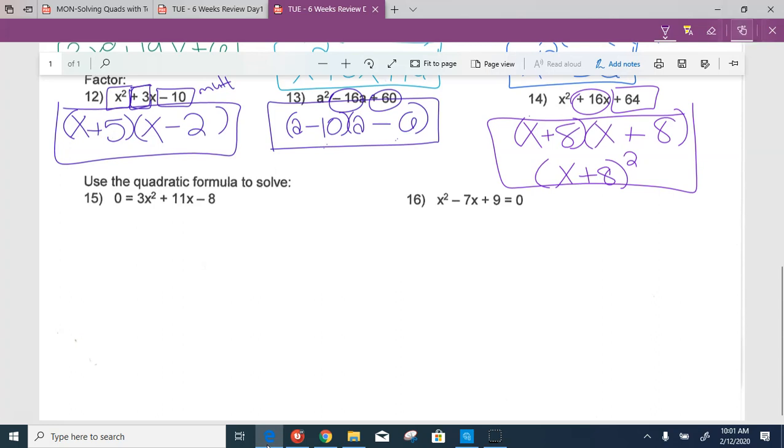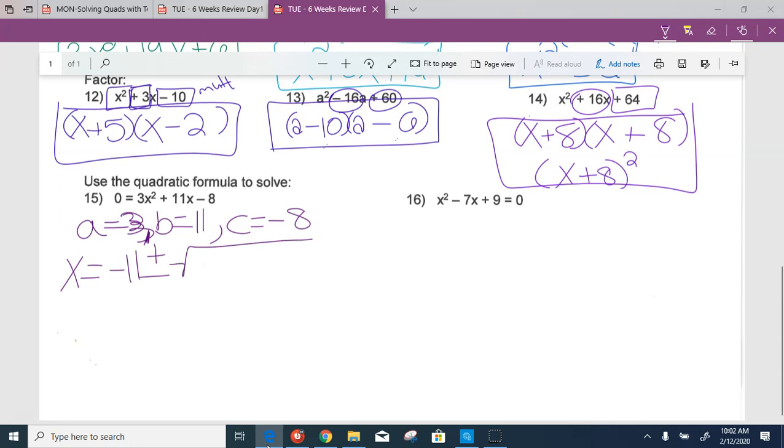A will equal positive 3. Whoops, that's a 3. There you go, 3. B equals positive 11. And C equals negative 8. So x equals, quadratic formula is negative B, which makes this negative 11, plus or minus the square root of B squared, which is 11 squared, minus 4 times your A value, which is 3, times your C value, which is negative 8, all of that over 2 times your A value, which is 3.